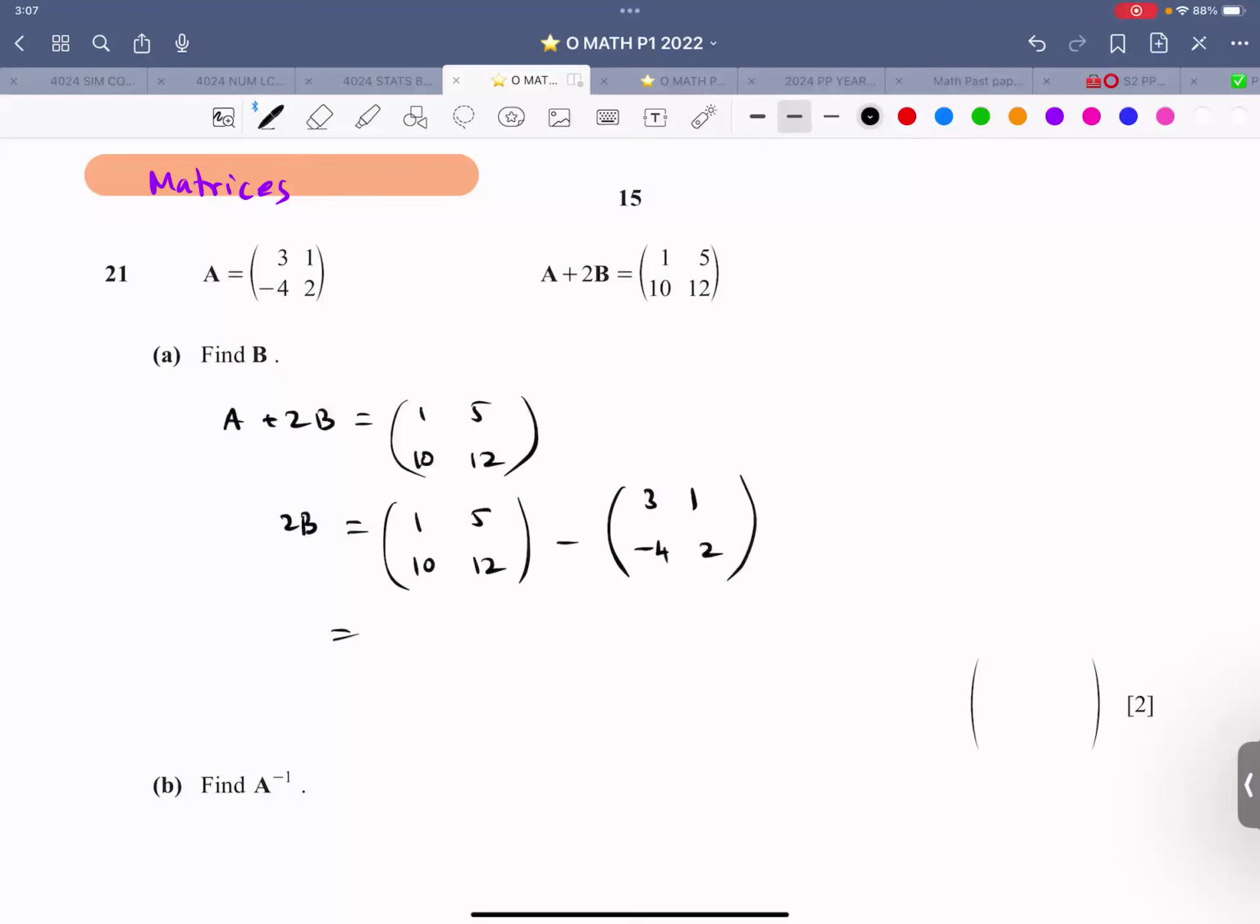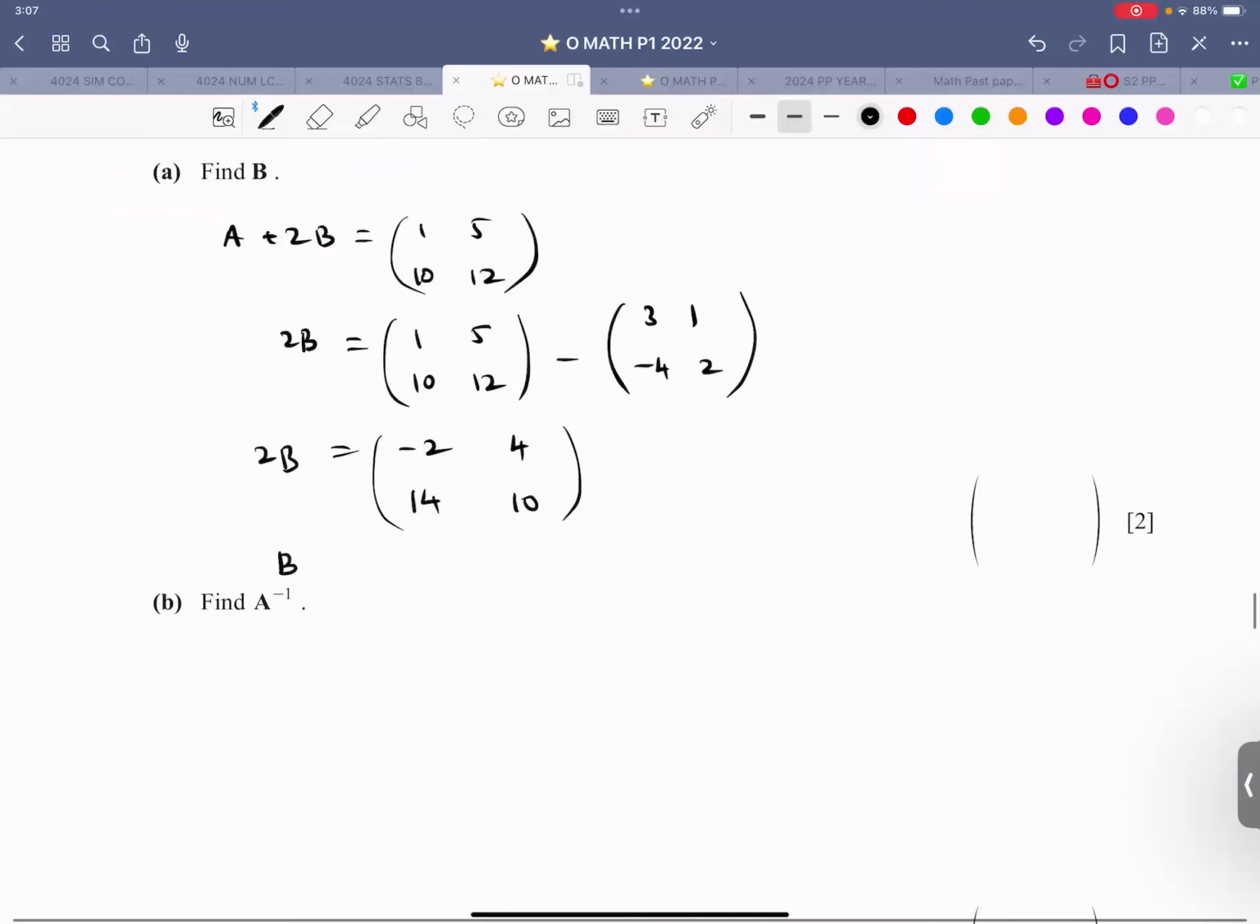So 1 minus 3, that is negative 2. 5 minus 1, that is 4. 10 minus 4, that is 14. 12 minus 2, which is 10. This is 2B. So divide by 2, that's half of all these things. Minus 2, 4, 14, 10.